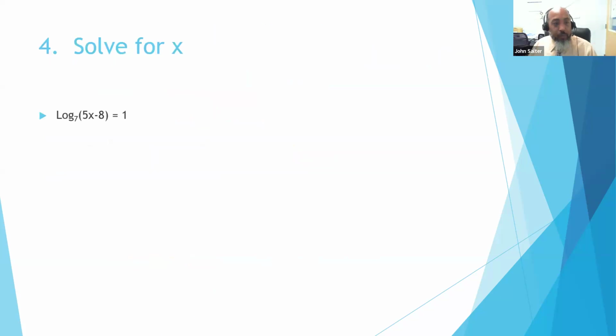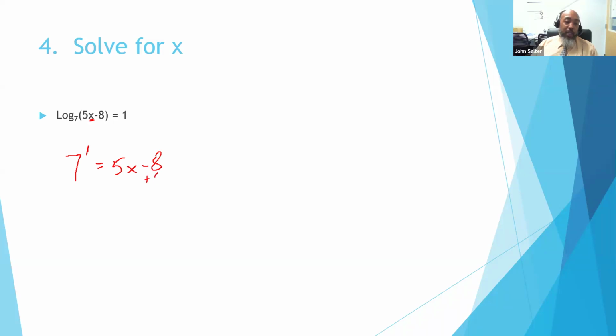Solve for x. Okay, well, my x is nested inside my argument. So I'm going to change this logarithm into exponential form. So it's log base 7. My base stays the base. My answer becomes my exponent. And my argument becomes my new answer. Well, 7 to the 1 power is just 7. So I really just have to solve for x.